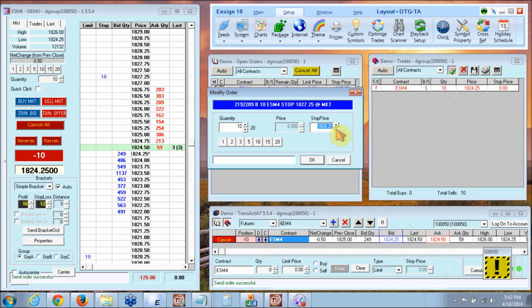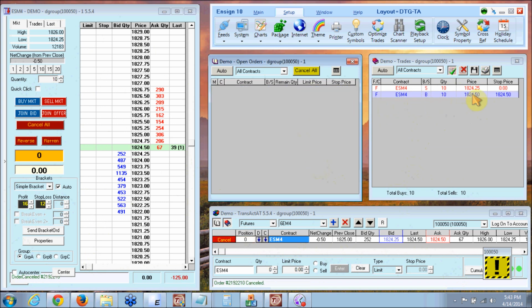I'm going to go ahead and move that stop down. Let's say I was really afraid and I wanted out at 24.50, which is where it is right now, because I don't want to take any more than a quarter point loss. Okay, that's kind of silly, but let's say I moved my stop down like that. I can just click on OK. Oops, and it immediately filled down here at 24.50.